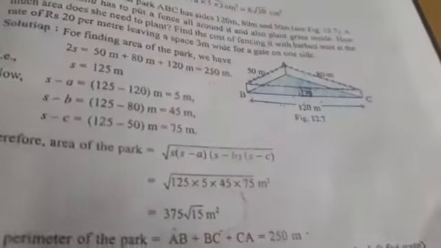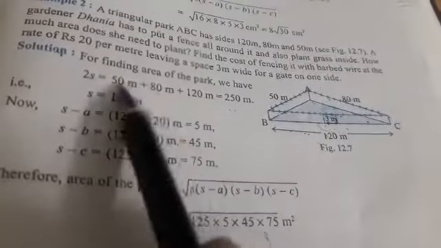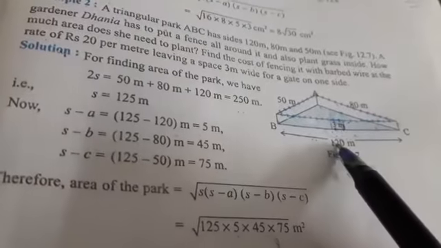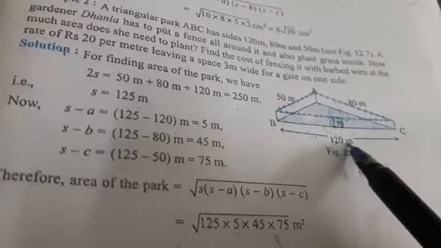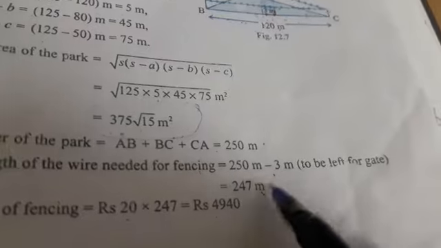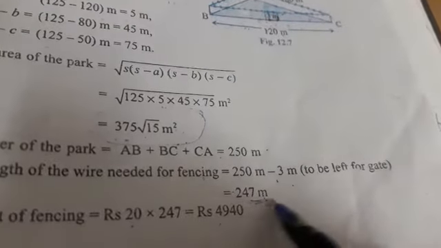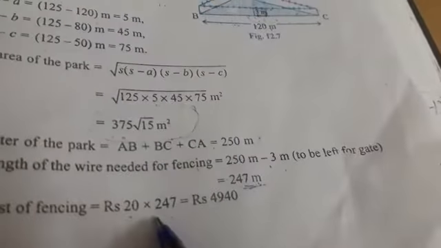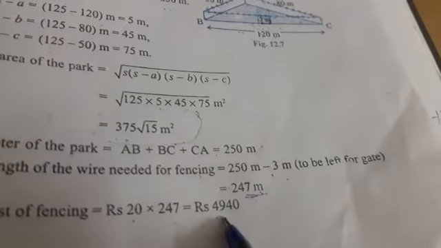Okay, so the total perimeter is given by 250. 50 plus 120 plus 80 will be the perimeter. Now because we are leaving a gap of 3 meter over here for the gate, we are going to subtract 3. So 250 minus 3 will give you what? 247. And because of the fencing, we want the cost of fencing. That cost will be 20 multiplied by 247. That will give you 4940.